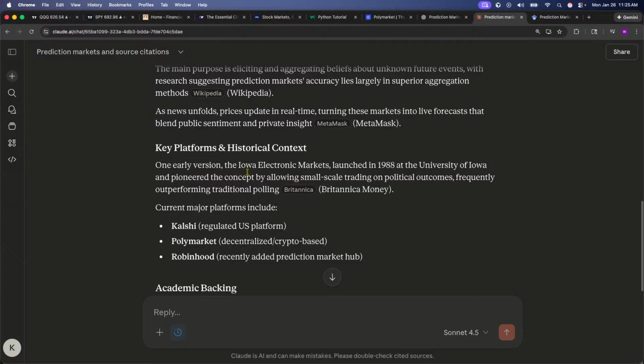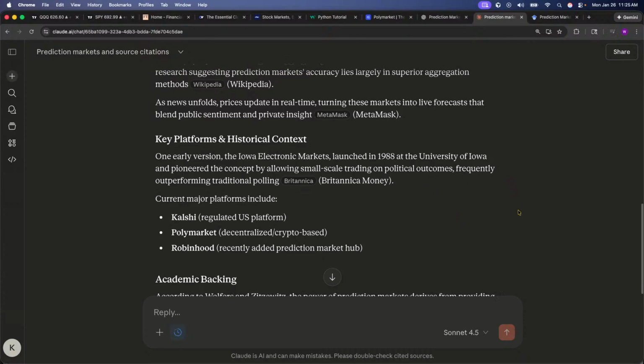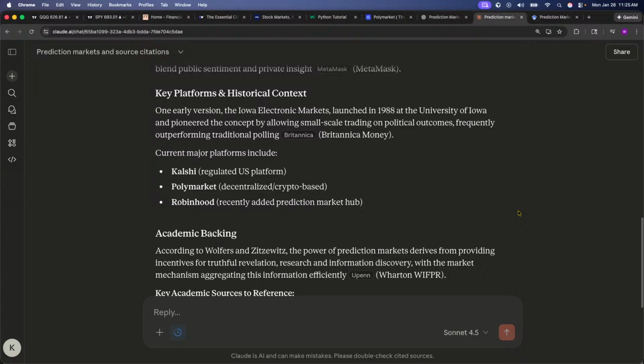One early version is the Iowa Electronic Market that launched in 1988 at the University of Iowa and pioneered the concept of allowing small-scale trading on political outcomes. Okay. Current platforms are Kalshi, Polymarket, and Robinhood. Robinhood, I did see. So that's something I saw a commercial about.